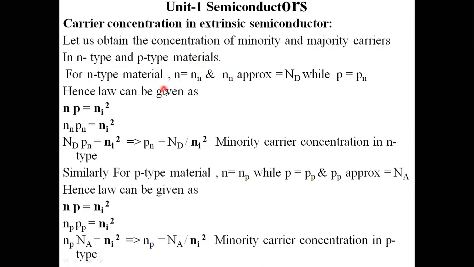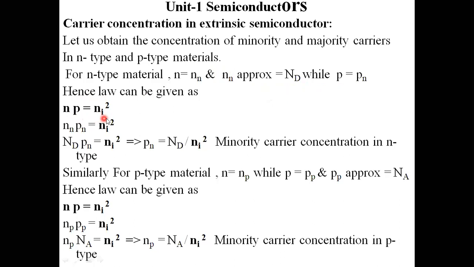For n-type material, I am representing with the same representation: N is equal to Nn. That Nn is approximately equal to Nd, mainly because the concentration of electrons is mainly due to the donor atoms. So I am replacing this Nn term with Nd. P is equal to Pn. Therefore, I am again writing those terms here.